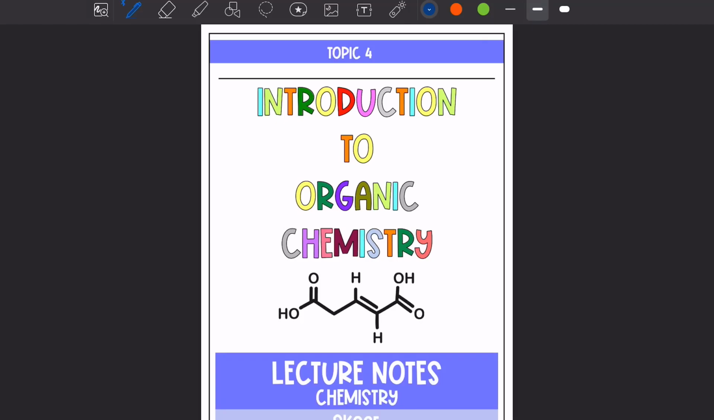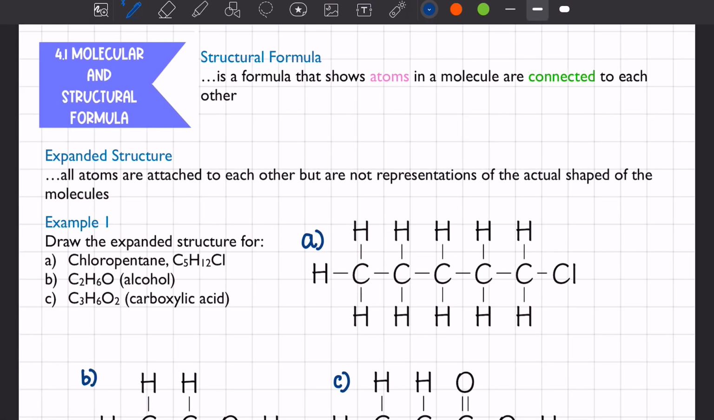Hai guys, Assalamualaikum. So, hari ini kita akan belajar topik 4 iaitu Introduction to Organic Chemistry. Untuk lebih spesifik, hari ini kita akan tengok 4.1 iaitu Molecular and Structural Formula.